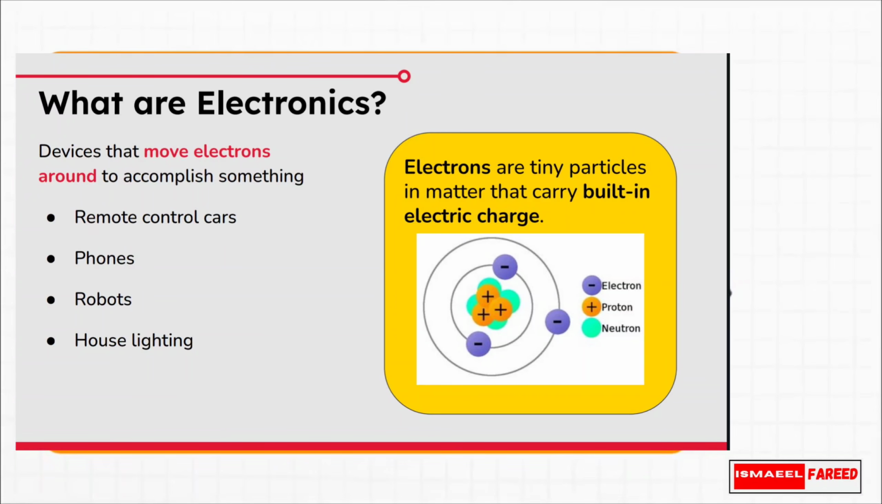Whether you're racing a remote control car, scrolling endlessly on your phone, or just flipping the light switch in your kitchen, you're essentially just commanding electrons to move. Every single electronic device you interact with is, fundamentally, just an electron-moving machine.